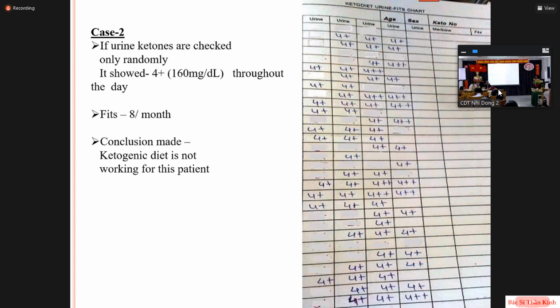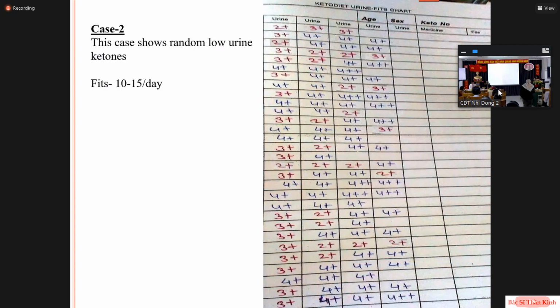Second case: if urine ketones are checked only randomly, on alternate days, you can see that whenever it is checked on a random basis, sometimes the ketones can be 4+. Even in this situation, you can see the fits are 8 per month. So the conclusion made would be that the KD is not working for this patient.